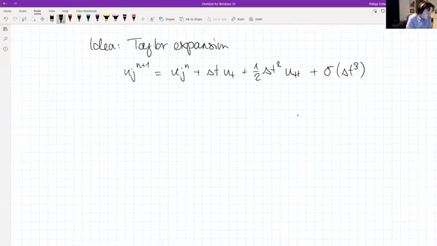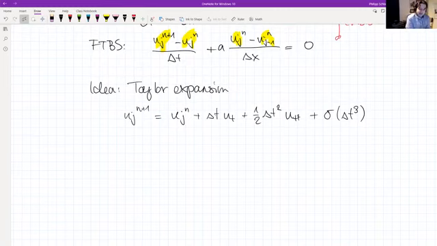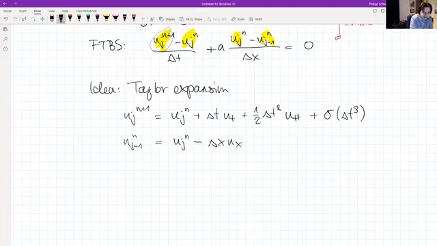Okay, so if you go back to my Taylor expansions, I have the expansion in time. So that means I can use this to express this term. But I also have one guy in space, and that is this one, u_(j-1)^n. And also this one I need to expand with the Taylor expansion. So that will be u_j^n. Now, because it goes backwards, I have a minus here. That is delta x times u_x. Then I have 1/2 delta x squared u_xx. And then I have some stuff that is of higher order.